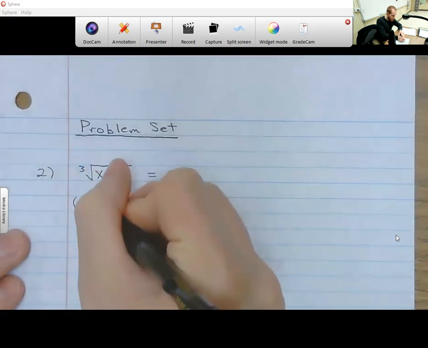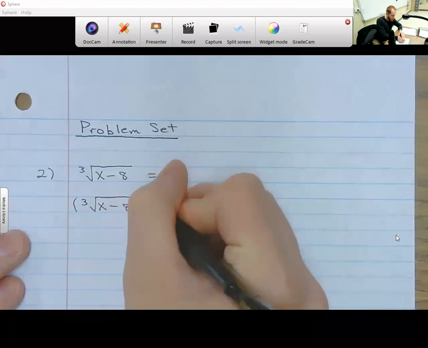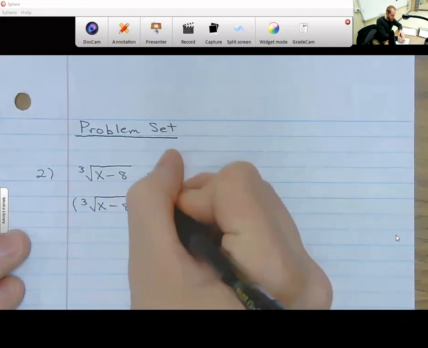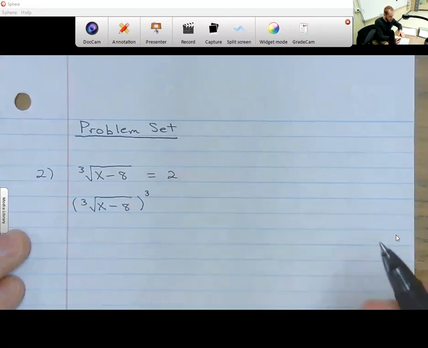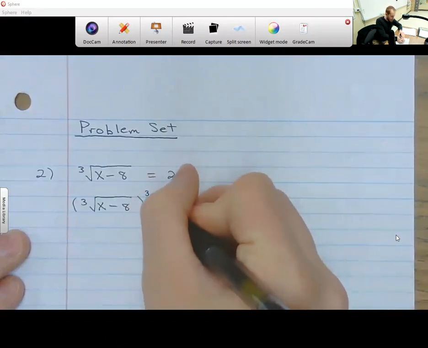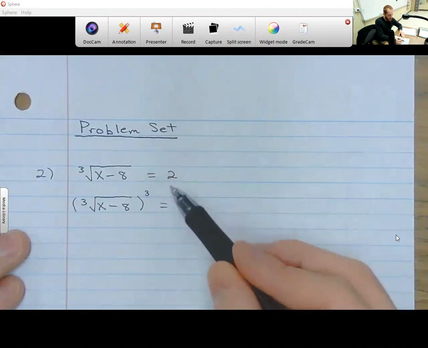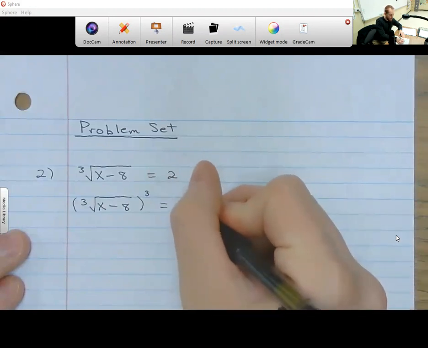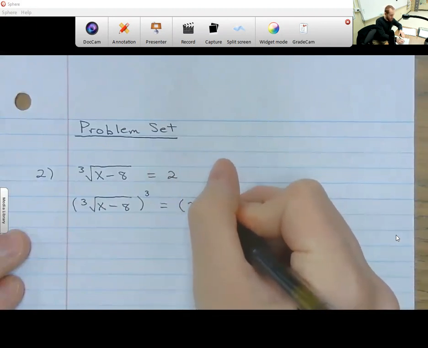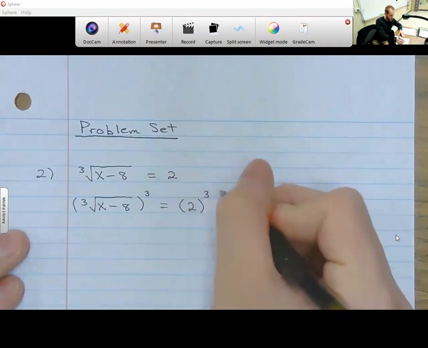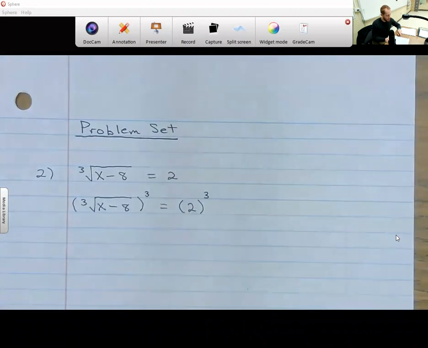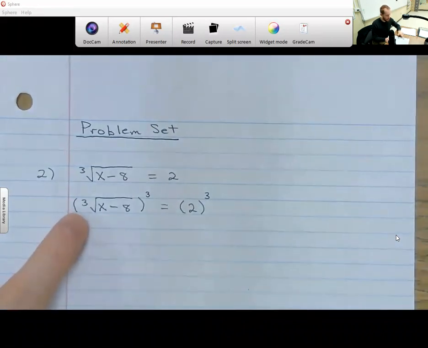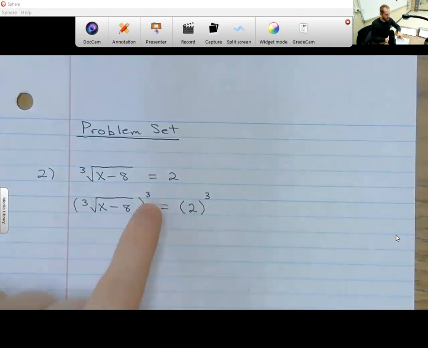So I'm going to put this whole radical expression inside parentheses. And I'm going to put the exponent 3 on the outside because I'm cubing both sides, right? And then on the other side, I have a positive 2. I'm going to put that in parentheses as well, just like last time, and I'm going to cube it on the outside. So what's going to happen is the cube root and the cube on the outside are essentially going to cancel each other out.